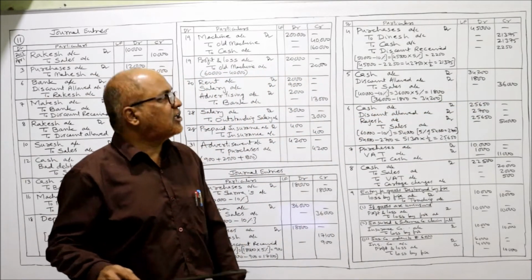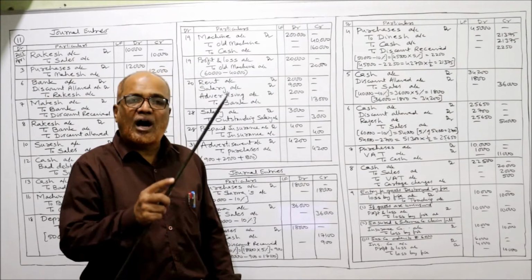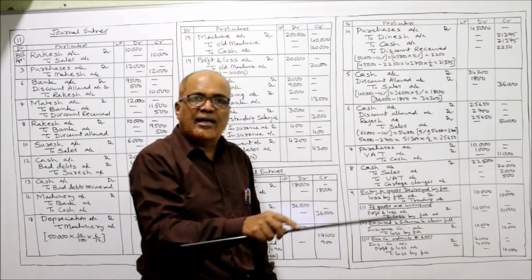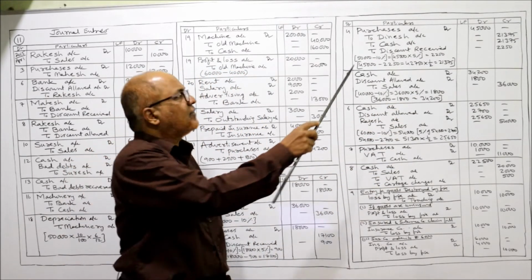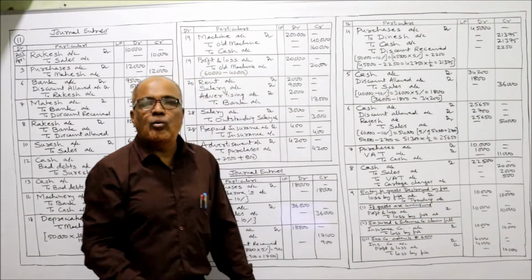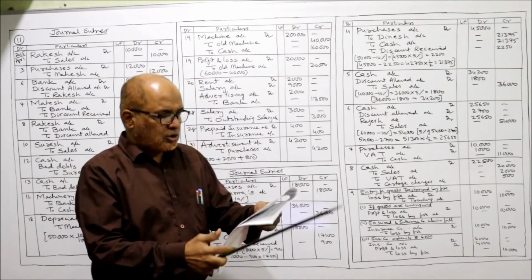Remaining amount 42,750. Half of 42,750 paid cash immediately. Remaining half transferred to this side. Being goods purchased and half of the amount paid.